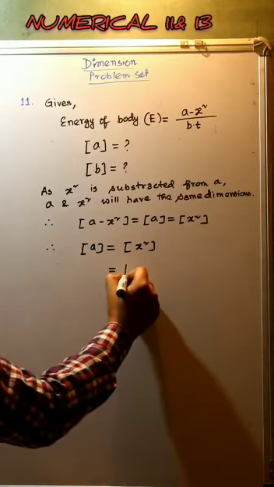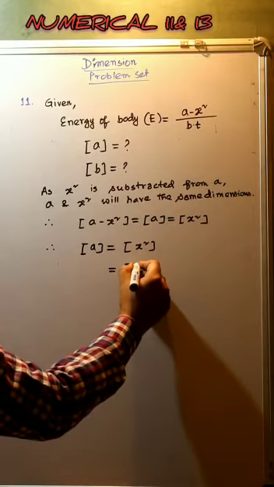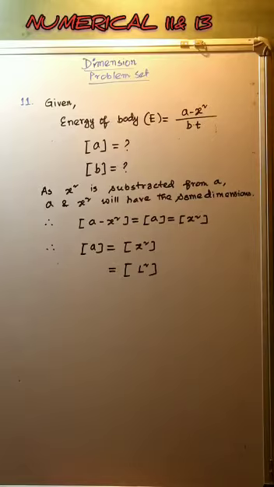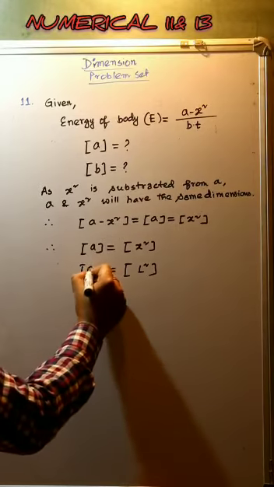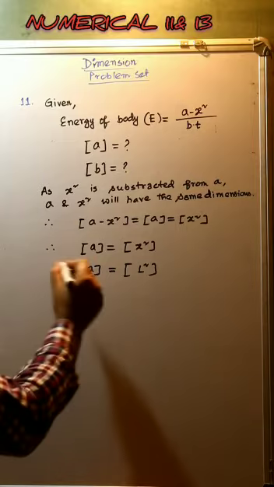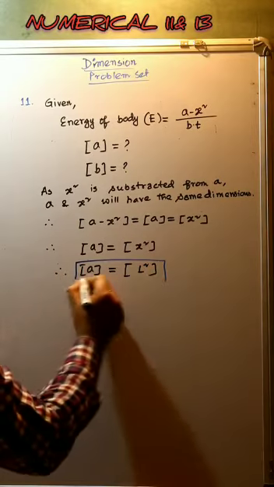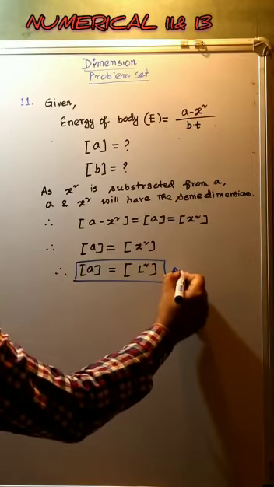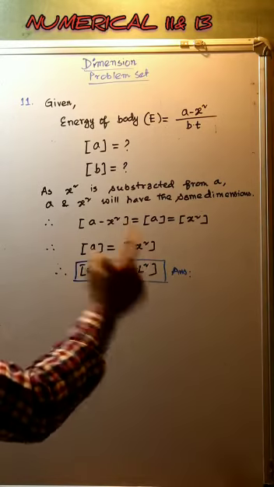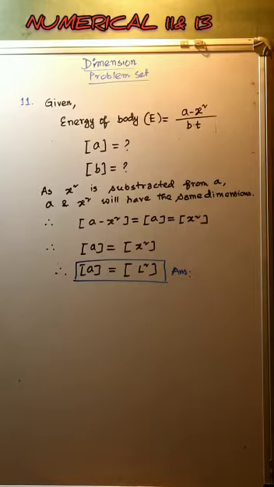X is the distance according to the question. X is distance means x square will have the dimension L square. So finally we get the dimension of A. That is one of the answers. Dimension of A. Here we cannot write this power outside the third bracket. Important point we have to memorize.